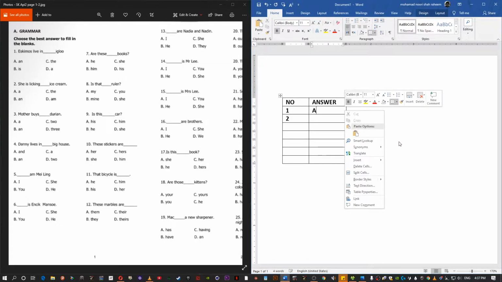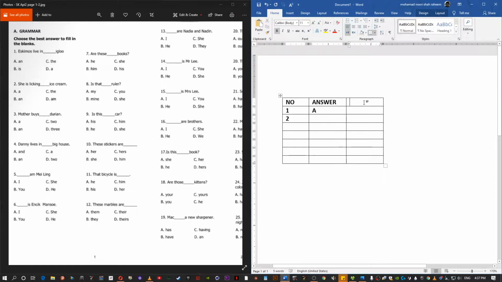I think I should put another column here so that it will be. Nampaklah sikit kan jawapan dia apa. Okay.